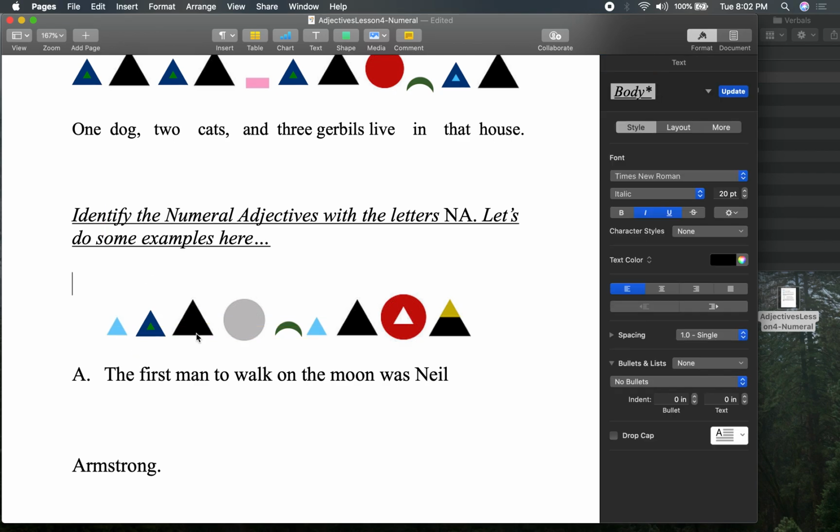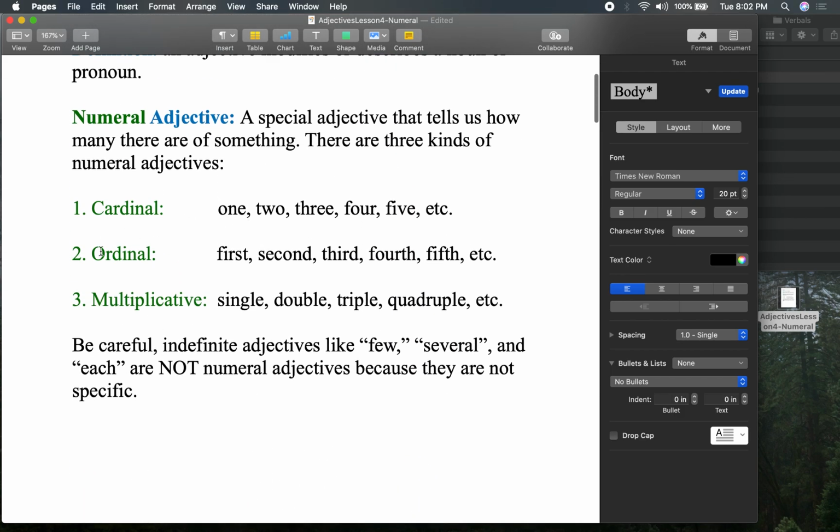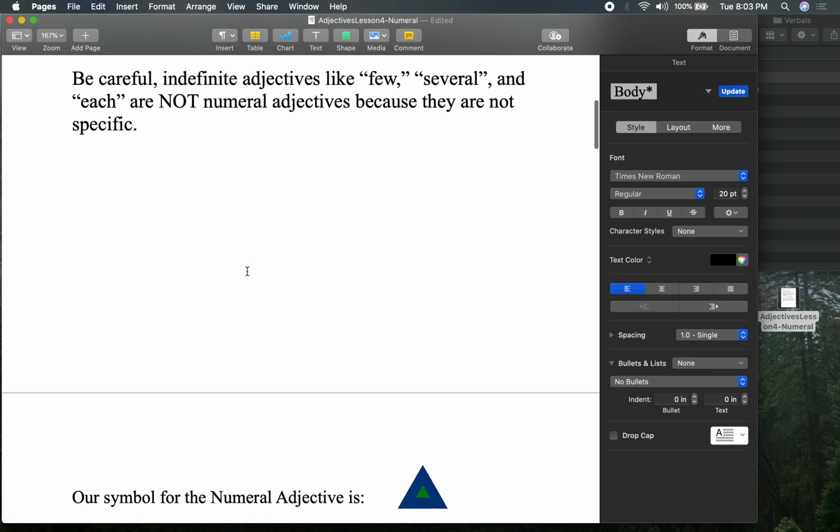So the first man to walk on the moon was Neil Armstrong. And the proper noun symbol goes over Neil and Armstrong there. Okay, so that is our first example. However, let's make sure we put that first is a numeral adjective. And if you remember, I believe that is an ordinal. Let's double check. Ordinal, first, second, third, fourth, fifth, etc. Correct.